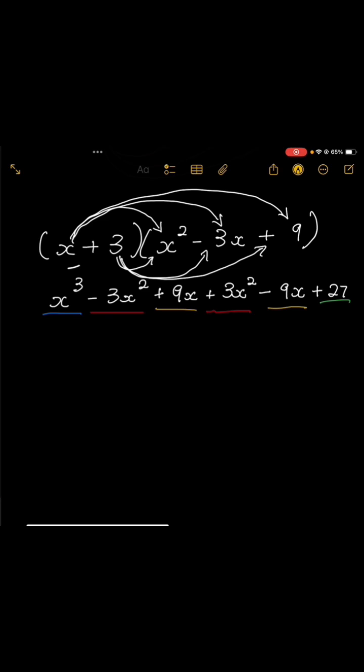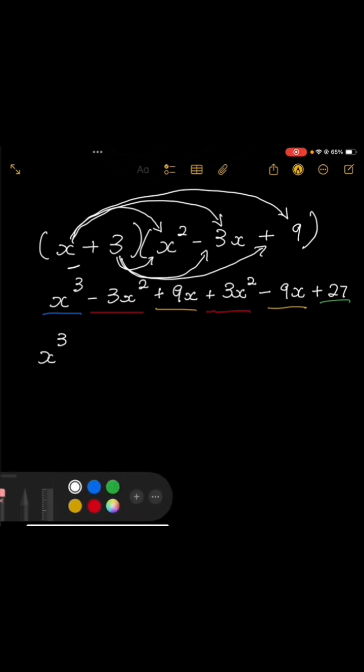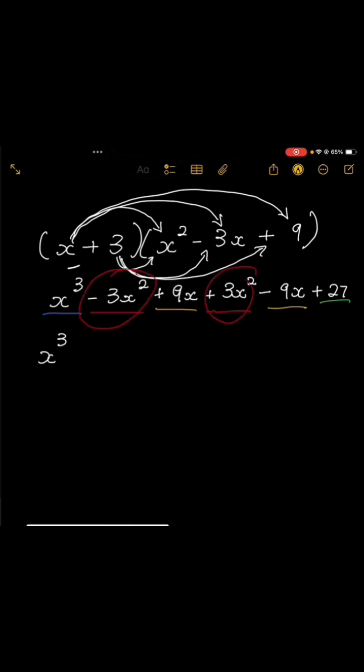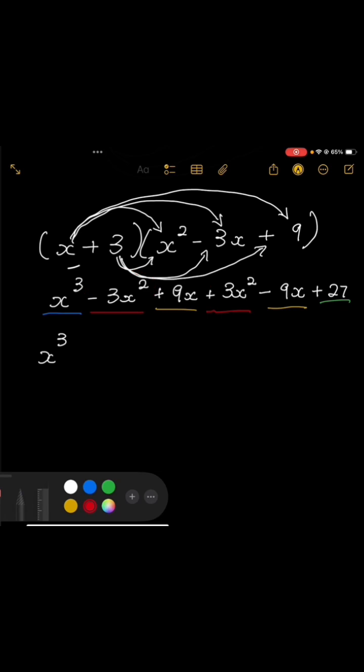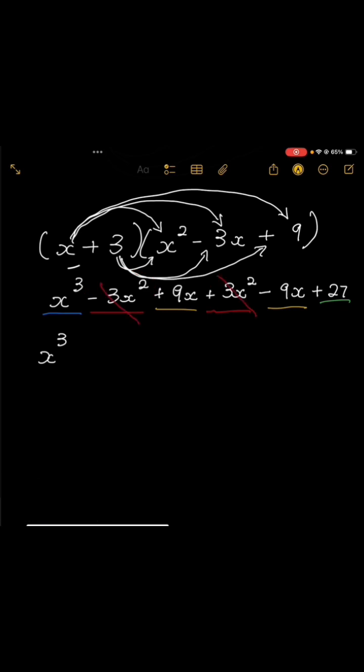Now let's simplify the like terms. Remember, this x to the power 3 remains as it is. Then you say negative 3x squared plus 3x squared, because those two things, this one and this one, are like terms. Let's just indicate them. So you say negative 3x squared plus 3x squared. You are going to get 0. So those two will just cancel out.